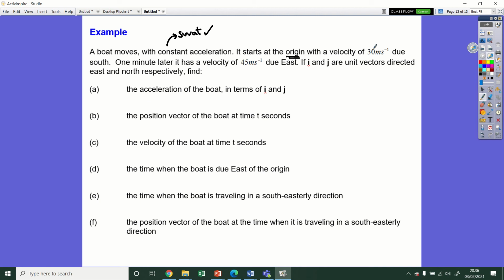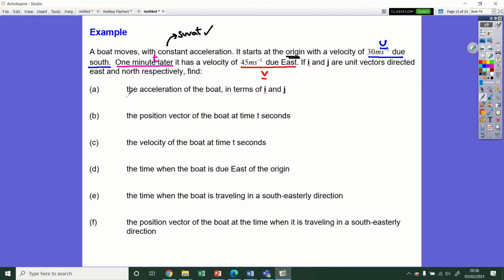Okay, my initial velocity is 30 meters per second due south. I'm going to highlight that all in one color because it all contributes to my velocity vector. That's going to be u. And then 1 minute later, it has a velocity of 45 meters per second due east. That's going to be my v. And the east and south are going to be important because they're going to tell me what my two-dimensional vector is going to be. i and j are what they normally are. They're just unit vectors directed east and north, as we normally expect. And then I've got this 1 minute later as well, which is my time. Bearing in mind that this is given in minutes, whereas my velocities are given in seconds. So there's going to be some kind of change of units there.